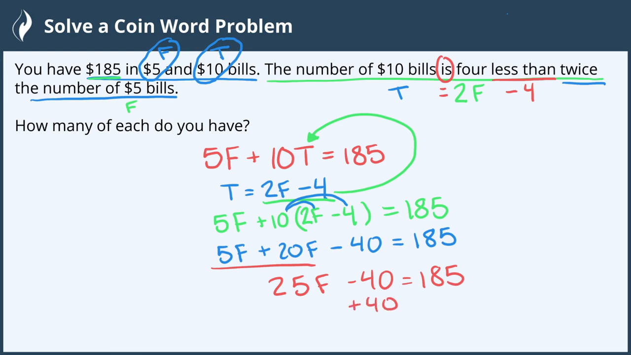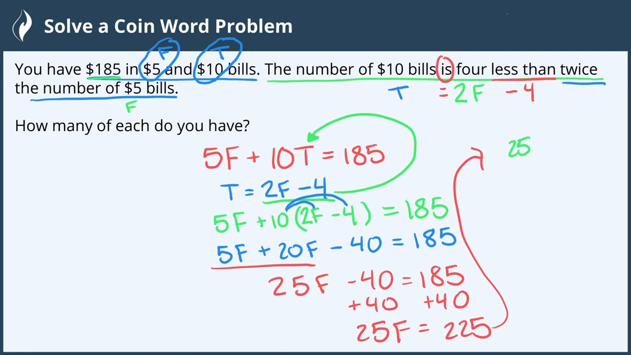Add 40 to both sides. We get 25F equals 225. We ran out of room, we'll come up here, and 25F equals 225. Divide both sides by 25 to isolate the variable, and we're left with F equals 9.